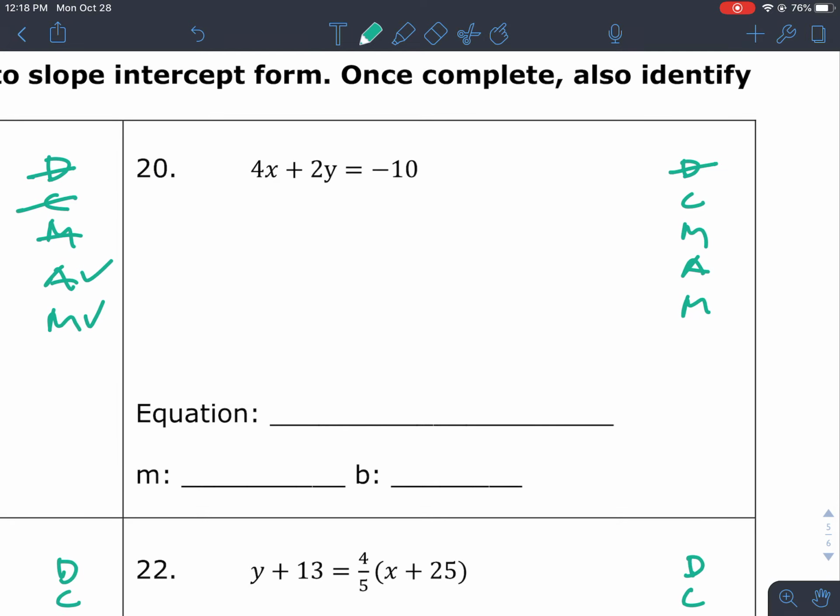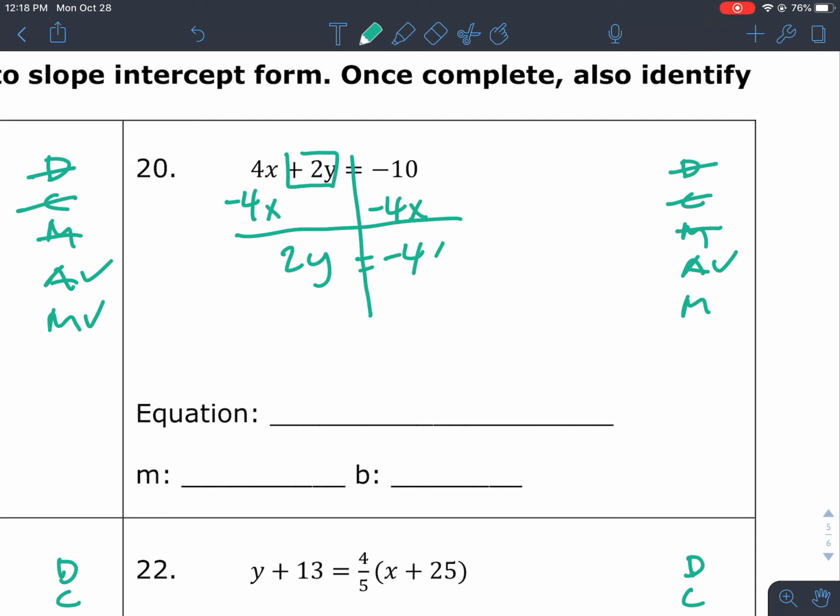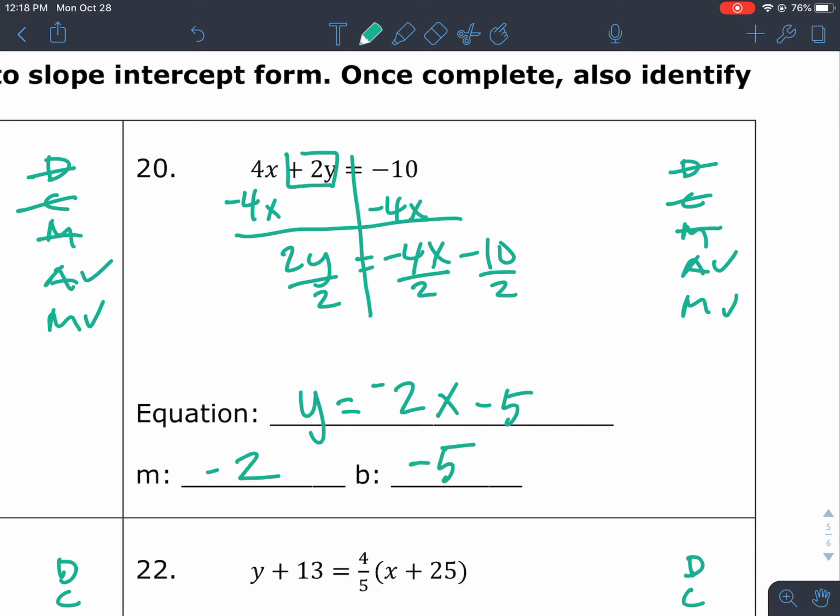20, I don't need to distribute, combine, or move variables. Okay, but I am trying to solve for that y, so I'm going to subtract 4x on both sides. And I get 2y equals -4x minus 10. My last step will be divide by 2. Make sure everything is divided by 2. And I get my equation to be y equals negative, so 4 divided by 2 is 2, so -2x minus 5. Here my slope is -2, and my b, my y-intercept, is -5.